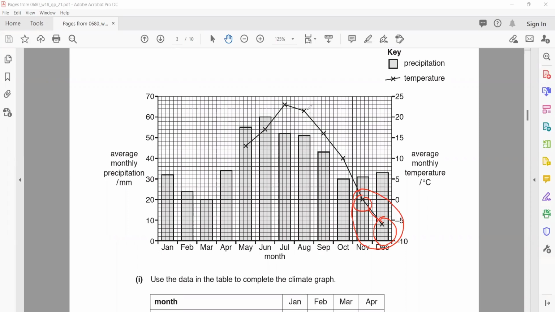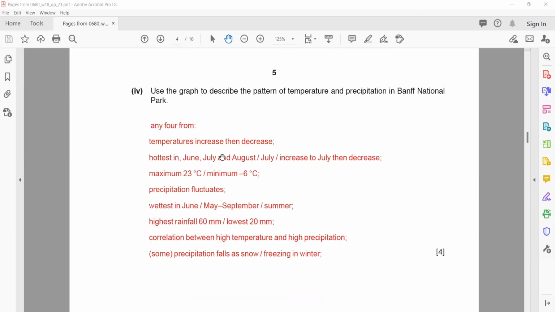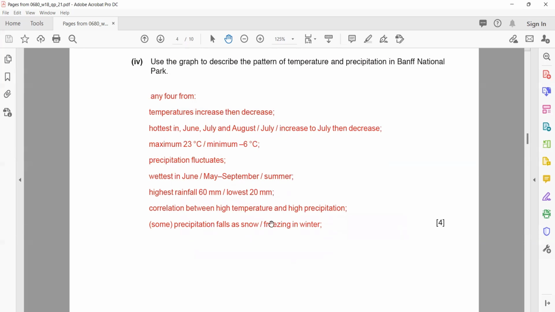Then you can say the temperature is high in June, July, and August. Then precipitation: you can say in October, November, or January, February you have less precipitation. The highest precipitation you have in May, June, July. So this is how you can describe the climate. Temperature rises, increases, then decreases, hottest in July, June, August. Maximum temperature goes from this to this. Precipitation fluctuates, wettest in May, June, September, summer. Like this you can define them.